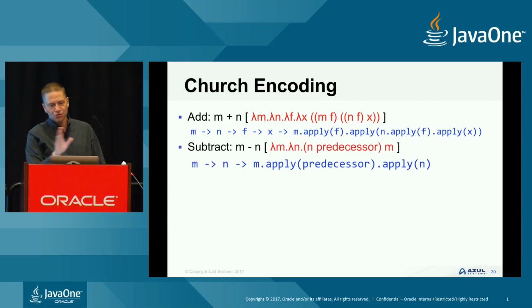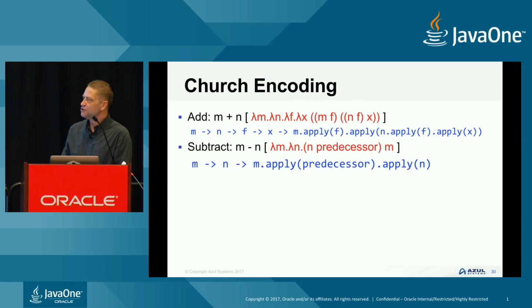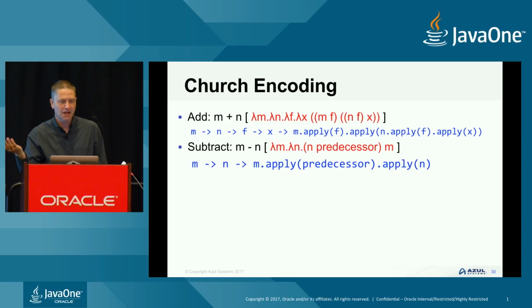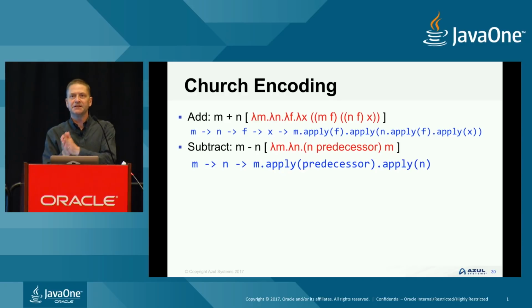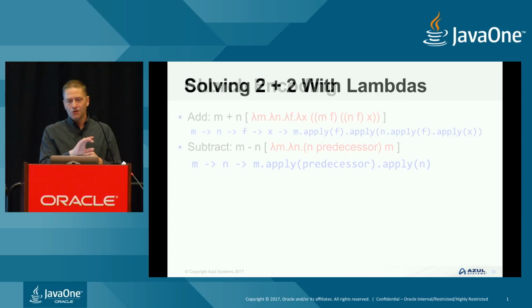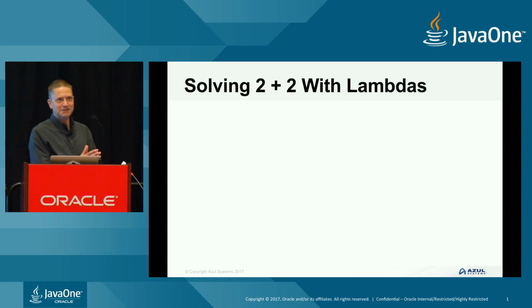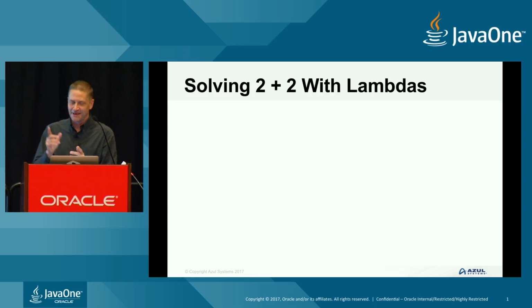Great. Subtract, which again, we won't go into too much detail. We'll use the predecessor function to shrink down some of the code, but we can do the same thing of repeatedly applying the decrement operation. Okay. So then I thought, right, we want to do something simple with lambdas. Let's add 2 plus 2, only using lambdas.